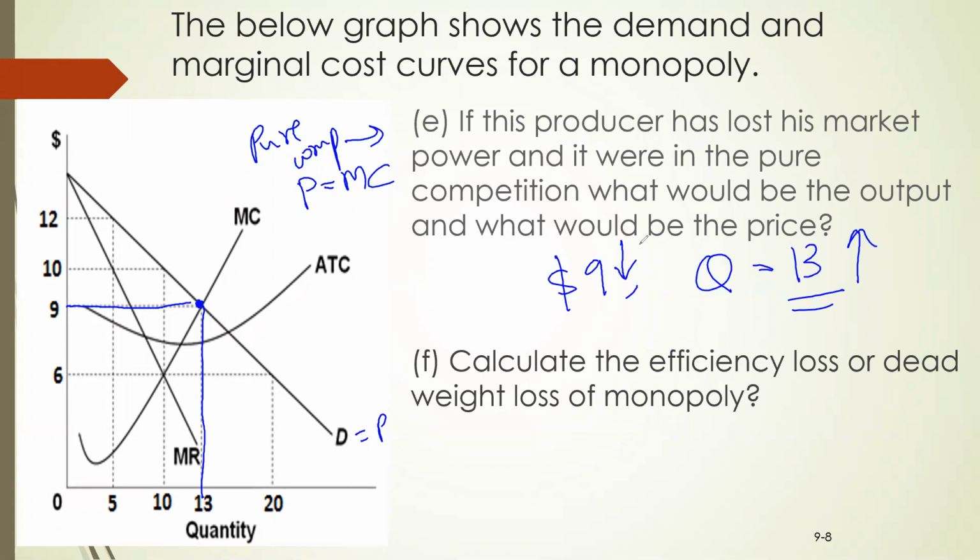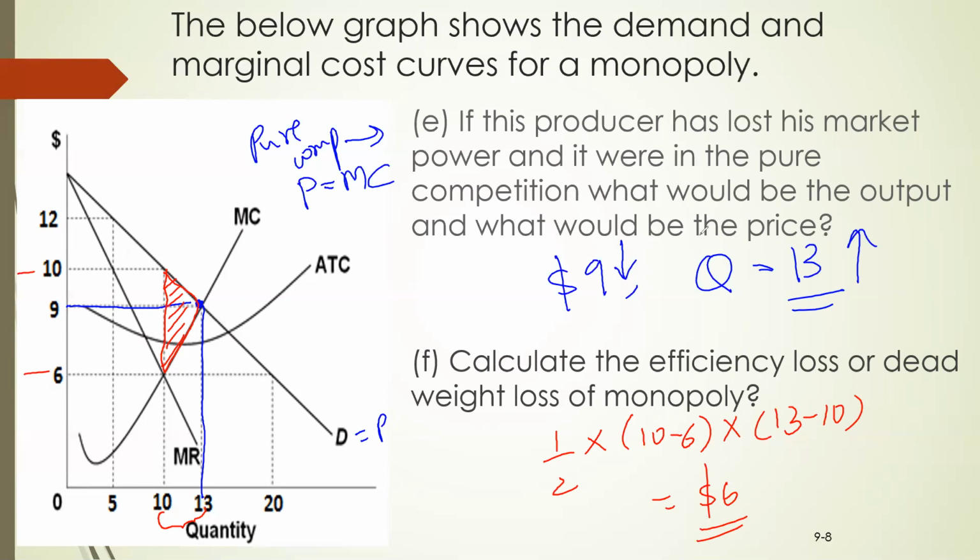Now, what is the efficiency loss? As we have seen in the previous graph, efficiency loss is this particular triangle. This is the triangle formed between the quantities of pure competition and monopoly. For the triangle area, we take half times the base, going from here to here, which is 10 minus 6. And the height of the triangle is simply the difference in quantities, that is 13 minus 10. If you do this, I think it comes to about $6. That is the efficiency loss in this particular case.